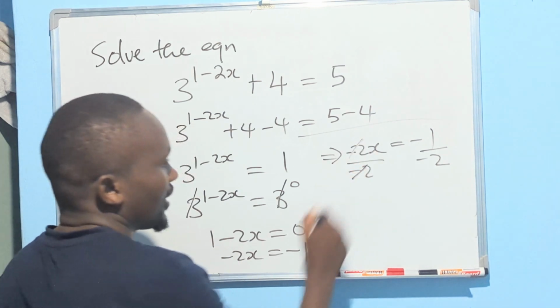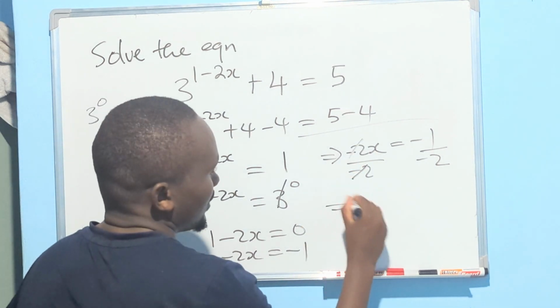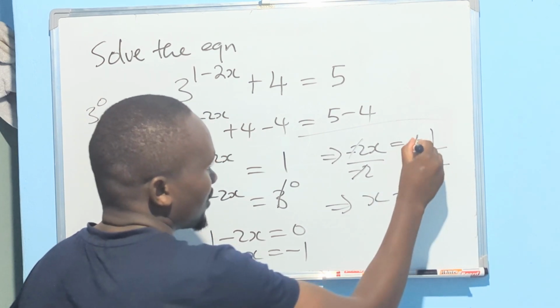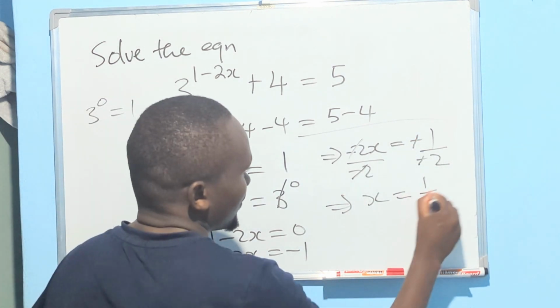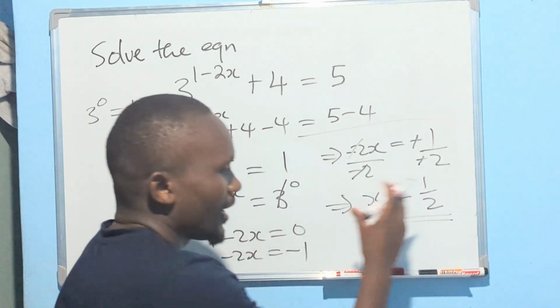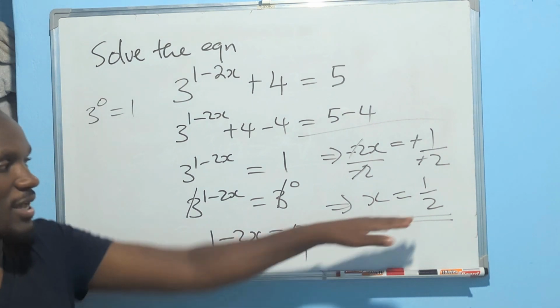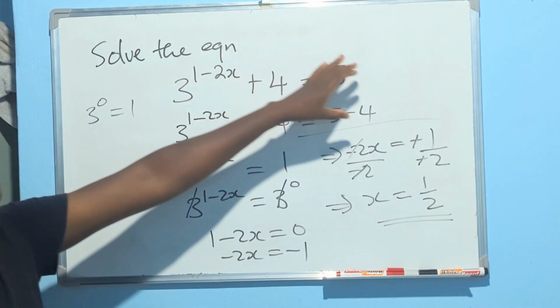So the negative 2 and the negative 2 will go. Then x should equal, the negative will cancel out the other negative, so we'll have a positive. So x equals positive half, or 1 over 2. This is the answer you're going to find if given this question.